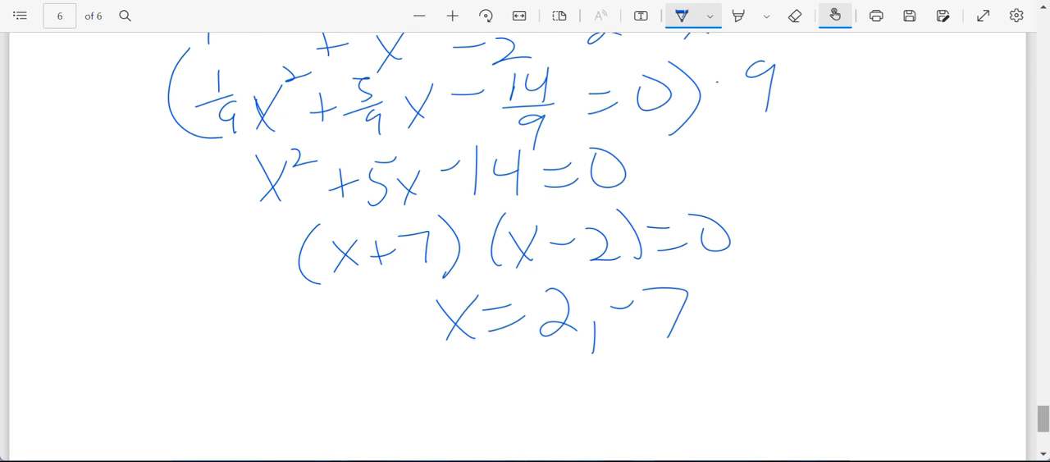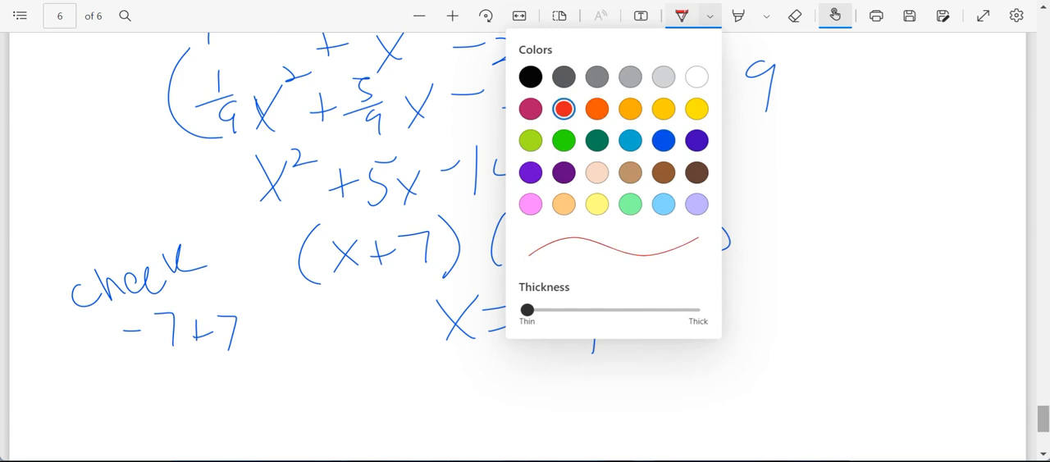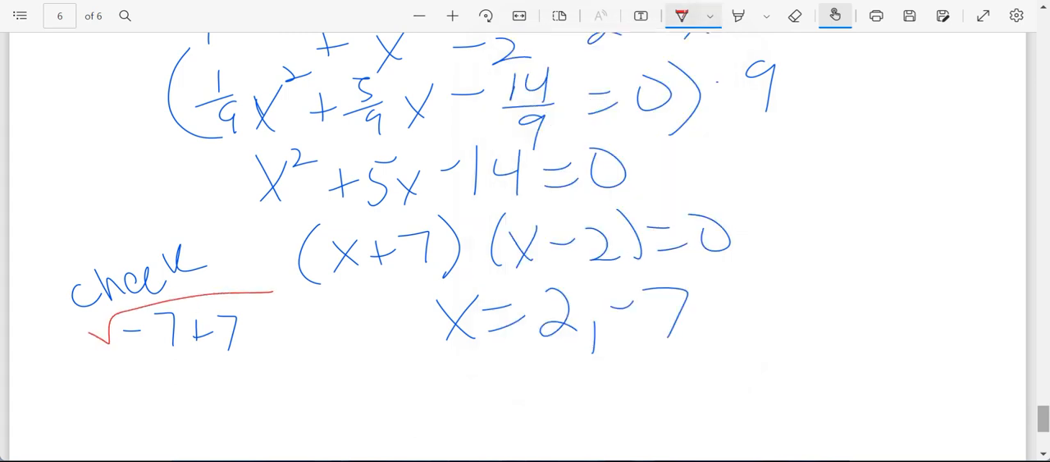We got to check, okay? So let's check negative 7. So I put negative 7 plus 7. I'll mark this check. We use a different color now. Square root of that equals 3 plus root 2 minus a negative 7. What do we get? That becomes root 9, which is 3. It's 3 on the right, and then we get rid of 0, which is 0.